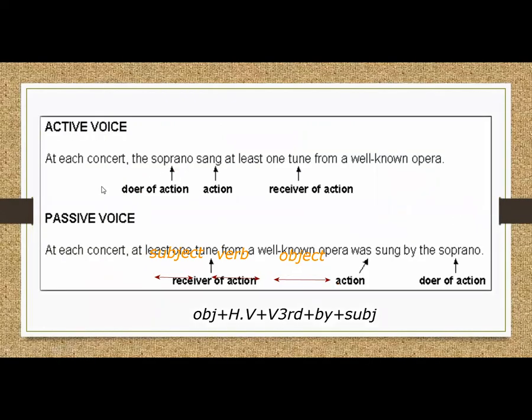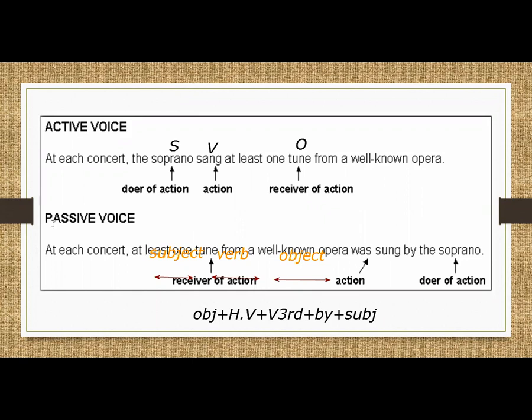Active voice: at each concert, the soprano sang at least one tune from a well-known opera. This is a sentence. Subject is over here, soprano, the doer of an action. Here is the verb and tune is the object. Soprano, doer of an action, sang, action, and tune, receiver of action.